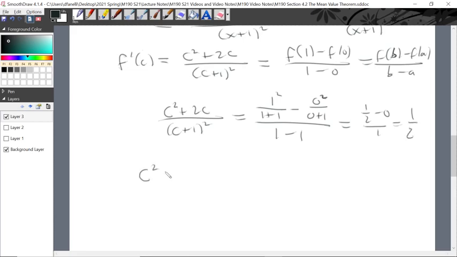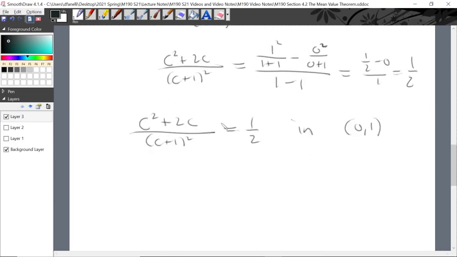So we're solving the equation c squared plus 2c over c plus 1 quantity squared is equal to 1/2, and we're solving that in the open interval from 0 to 1, because that's where we have differentiability. I'm going to solve this by cross multiplying. So we have 2 times c squared plus 2c is equal to c plus 1 quantity squared. That's 2c squared plus 4c is equal to c squared plus 2c plus 1.